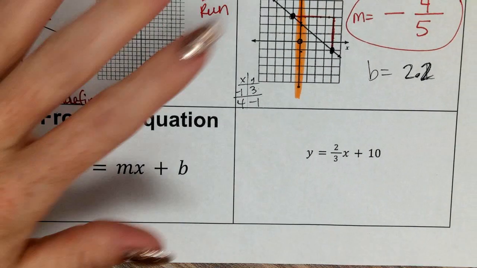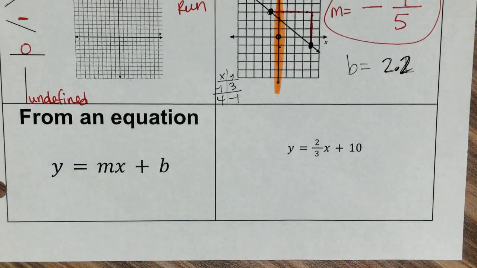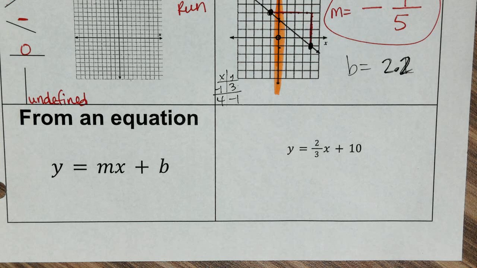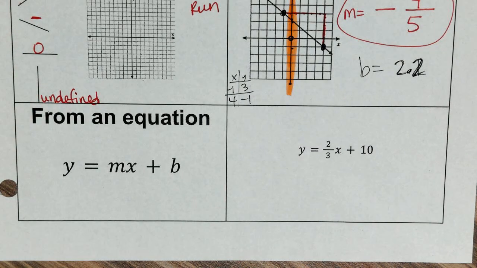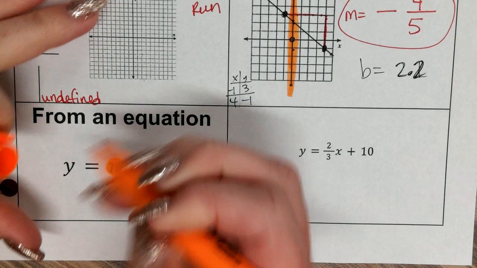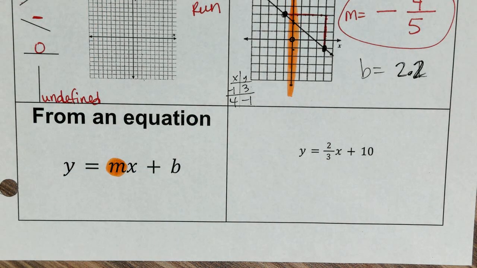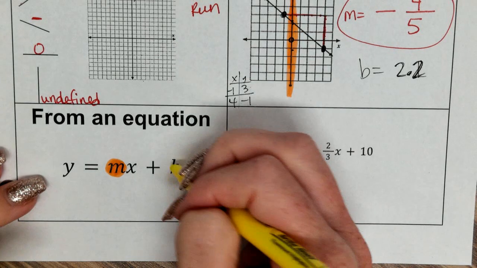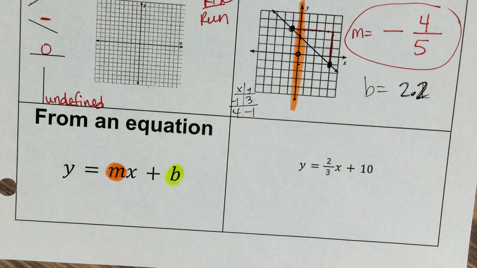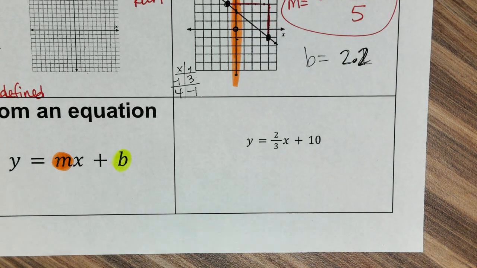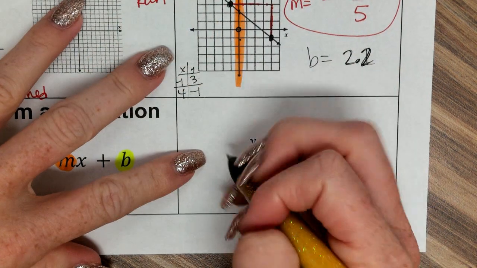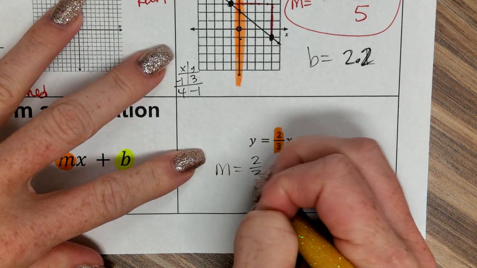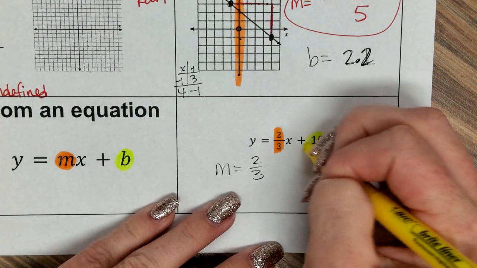All right, in the last part, on this last one, if it's attached to the x, it's the slope. If it's in the plus b spot, it's the y-intercept. It's that easy. So look at this equation. This number is attached to the x. Therefore, the slope is 2/3. This number is standing alone.